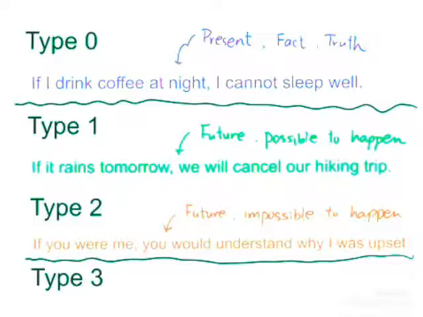There are actually 4 types of conditional sentence in total, namely type 0, type 1, type 2, and type 3. But in grade 8, we are not going to explore type 3. You will learn it in grade 9. So let's take a look at type 0, type 1, and type 2 conditional sentences and find out the differences in between. Can you find out the differences between these 3 sentences? Take a look.